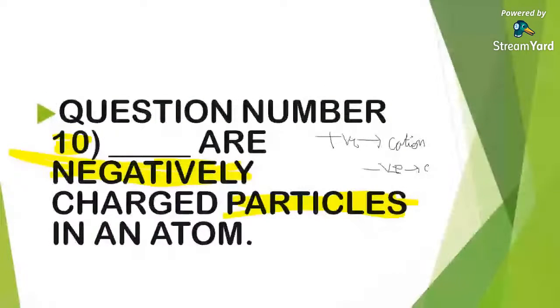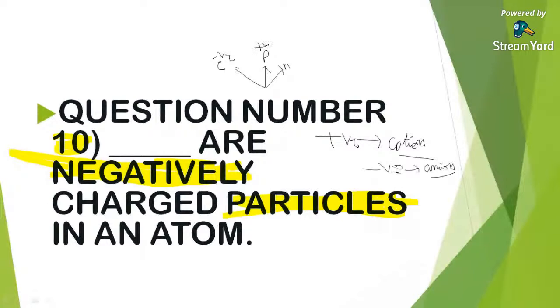When we talk about the atom, three particles are basically there. First one is electron, second one is proton, and the third one is neutron. So when we talk about an atom, three basic particles are there: electron, proton, and neutron. The electron has a negative charge. The proton is positive. And the neutron is neutral.